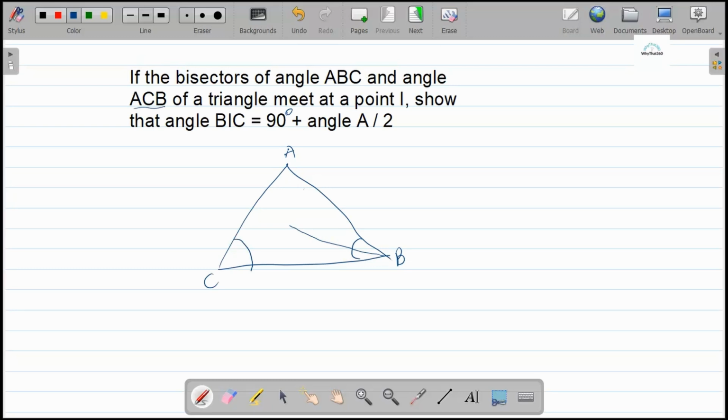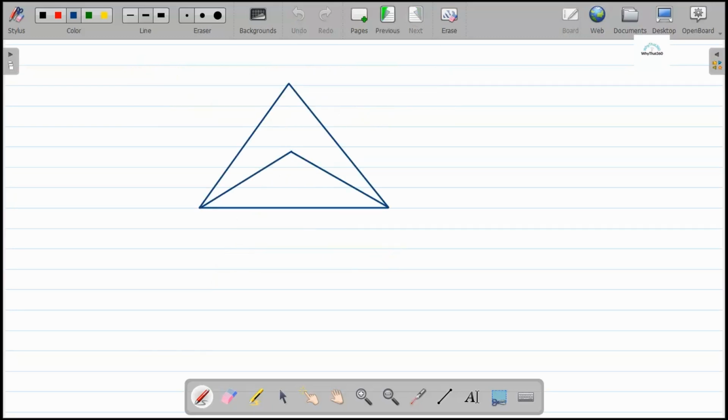We have another bisector that bisects the angle at C, and these two bisectors meet at a point I, and we have to show that this angle BIC, which is the angle formed by the bisectors inside the bigger triangle, is given by 90 degrees plus half of angle A. I have the drawing done neatly on the next page, so let's go there and look at the problem. Okay, so from the sketch that we made, this side is B, and over here is C.